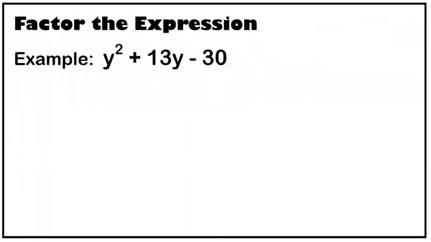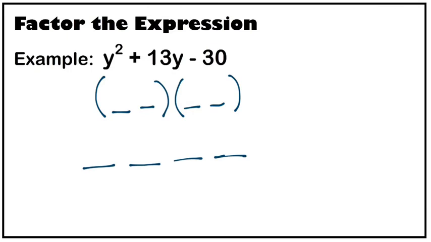The challenge on this problem is to find two binomials that multiply together and give us the product y squared plus 13y minus 30. So we're going to set the problem up. Here are our two binomials. And we're going to do reverse foiling. So there's our firsts, our outers, our inners, and our lasts.